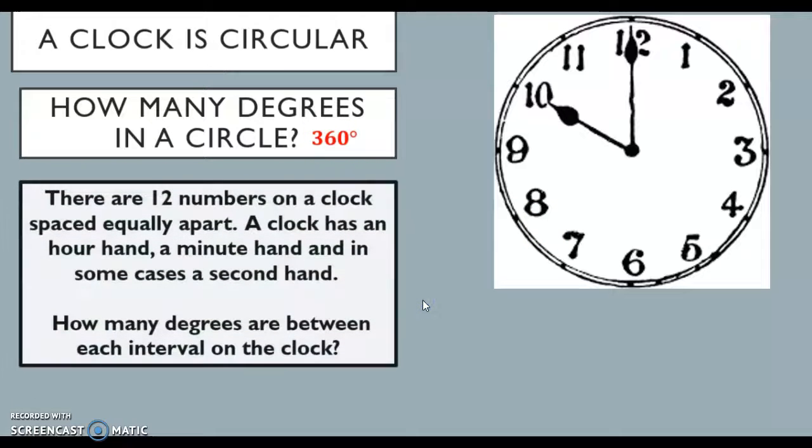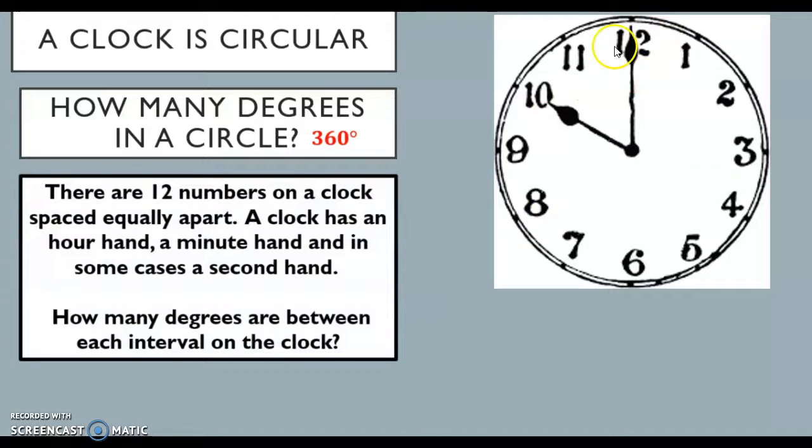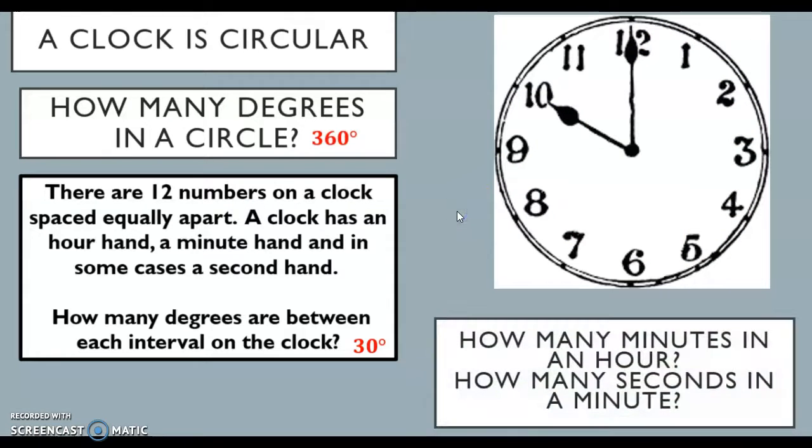Now, on our clock, we have 12 of the large numbers, and we're going to assume that they are perfectly evenly spaced around our circle, which means that in 360 degrees, if I divide that into 12 equal portions, each interval between numbers is a 30-degree angle. Now, hopefully you also know from telling time that there are 60 minutes in an hour and 60 seconds in a minute.